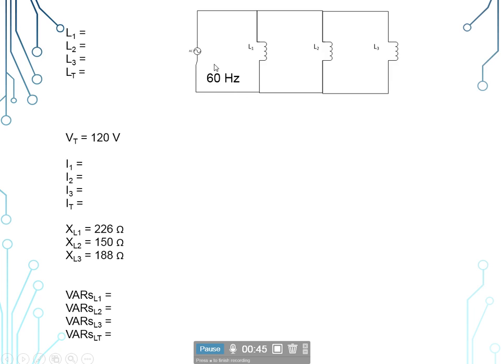It is parallel. Notice we have 60 hertz, 120 volts. Our inductive reactance at the first one is 226 ohms. At the second inductor is 150, and 188 ohms at our third inductor. So we'll start off with our total voltage. In a parallel circuit it remains constant across all branches. So V sub 1 is equal to V sub L1 is equal to V sub L2 is equal to V sub L3, which is equal to 120 volts. So we can populate V sub 1, 2, and 3 with that 120 volts.